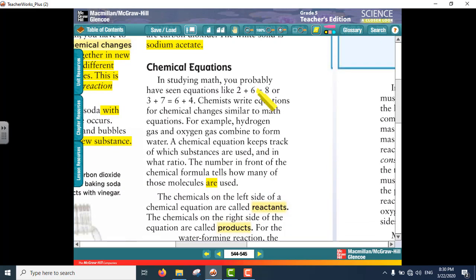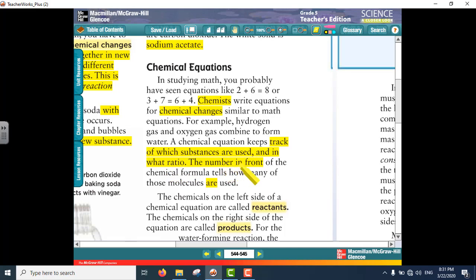Now, chemical equations. In studying math, you probably have seen equations like 2 plus 6, or 3 plus 7, or 6 plus 4. Chemists write equations for chemical changes similar to math equations. For example, hydrogen gas and oxygen gas combine to form water. A chemical equation keeps track of which substances are used and in what ratio.